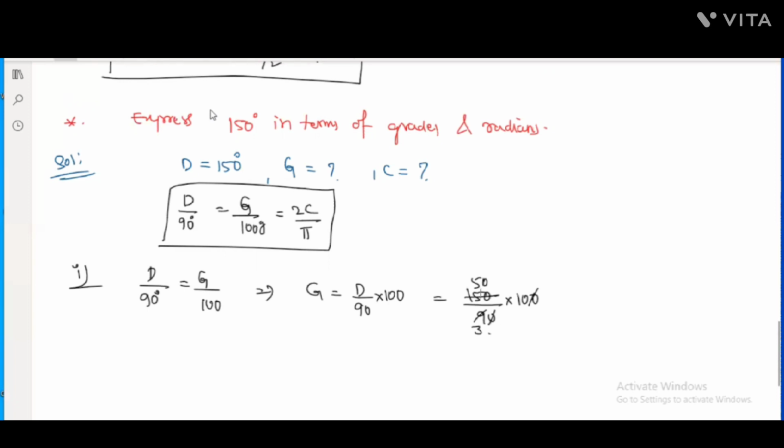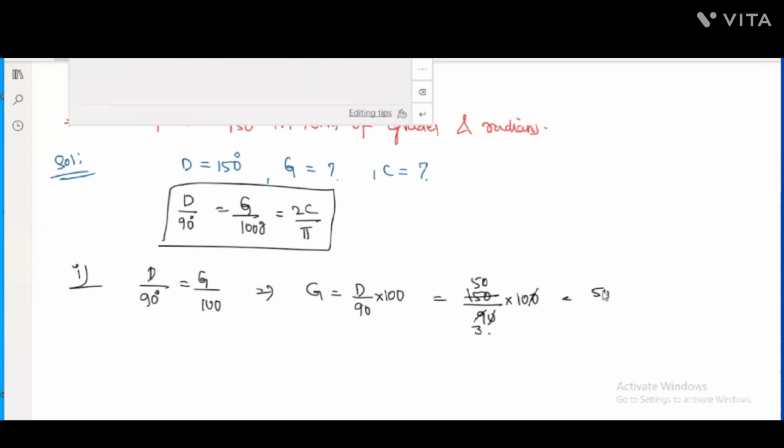What we get then is 50 into 100 divided by 3, that is 50 into 10, which is 500, divided by 3. Dividing 500 by 3, we get approximately 166.66 grades.